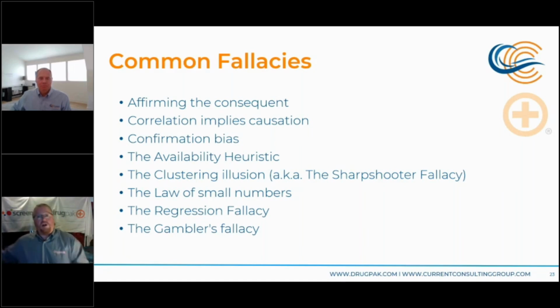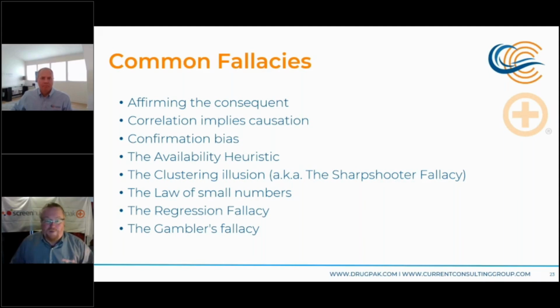Then we have the law of small numbers, which is the belief that the statistics that apply to very large numbers should be replicated in any subset, any small collection of numbers. That's not the way things work. In order for statistical realities to emerge, you need very large samples of numbers to get the noise to quiet down so you can see the actual trends.